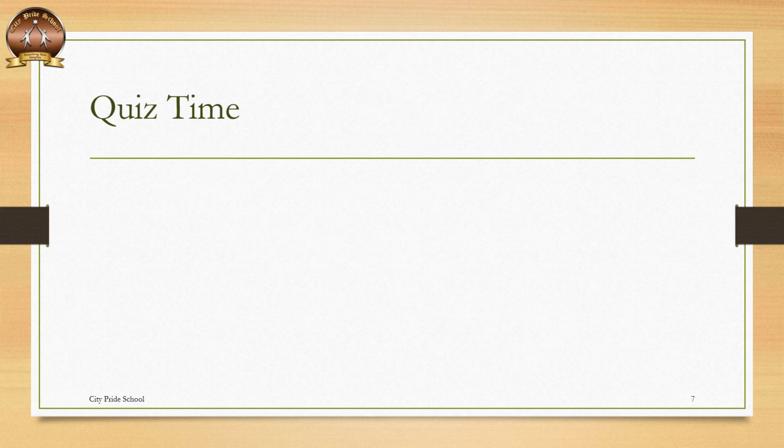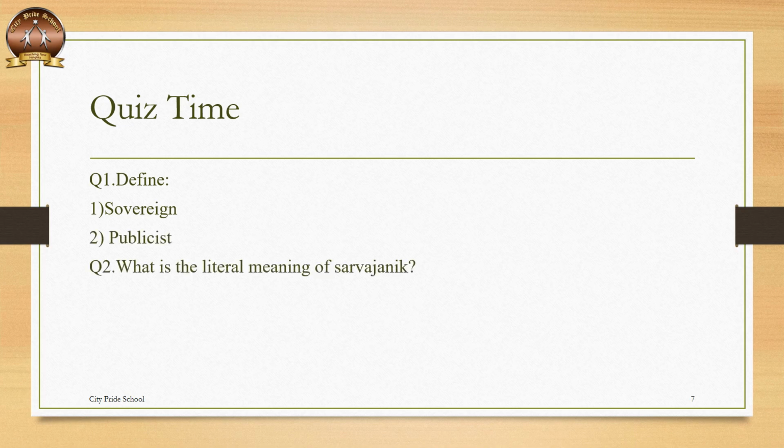Children, now we will quickly recapitulate whatever we have learned today in this session. So children, we will start with some of the definitions like sovereign. Sovereign means the capacity to act independently without outside interference. Now publicist means someone who publishes an idea by circulating information, writing reports and speaking at meetings.